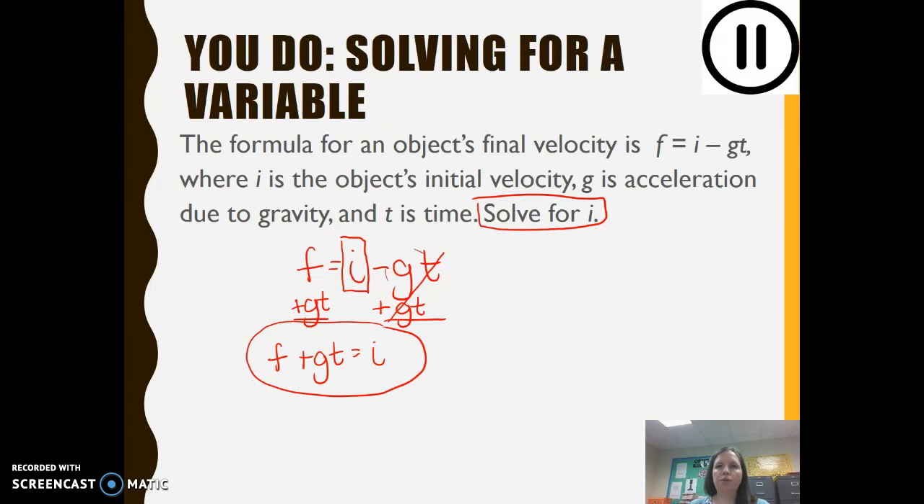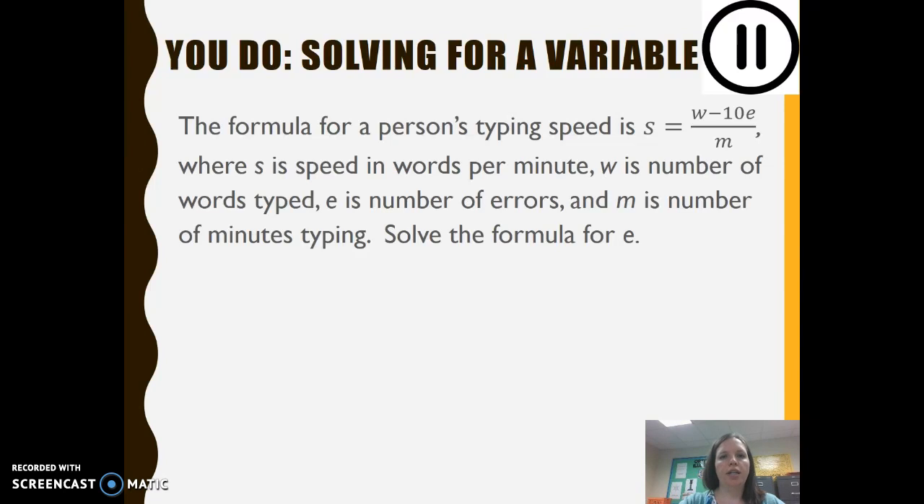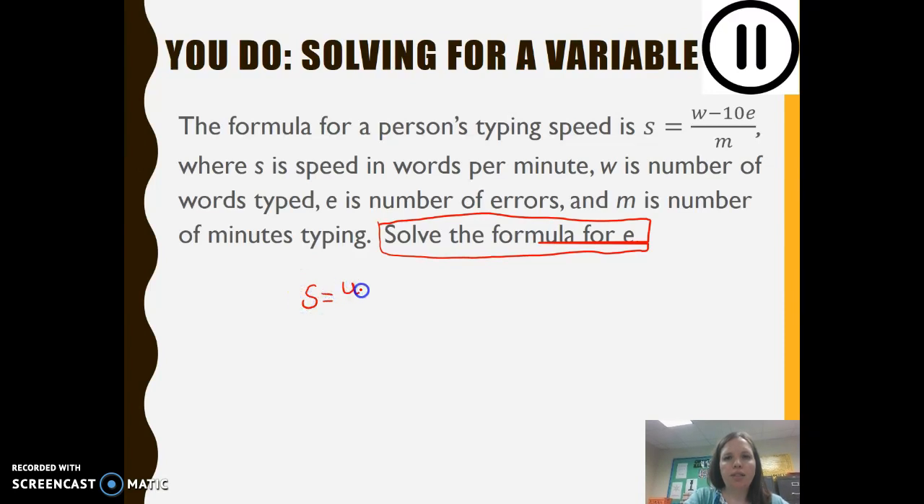The next you do has a few more steps. So if you need to go step by step with me through the next you do, then by all means work along and pause. Oh, and I added the pause button in the corner to remind you to pause to try the problem. So for this problem, I have s equals, and this has to do with typing speed, but the purpose of the formula isn't really the key here. I'm going to try and solve this formula for E.